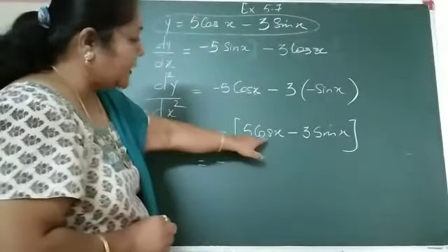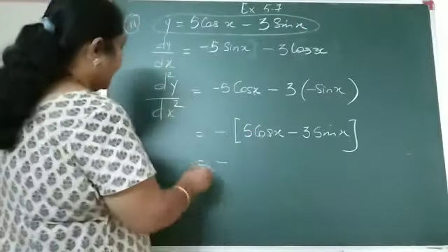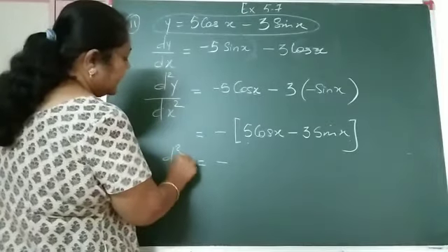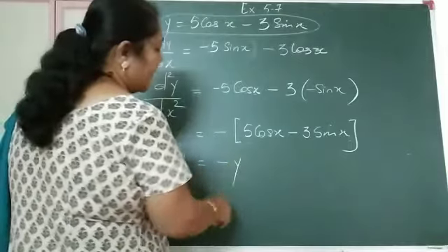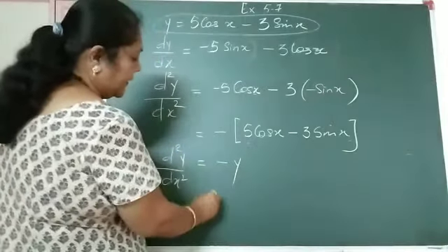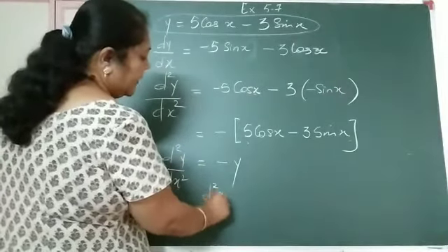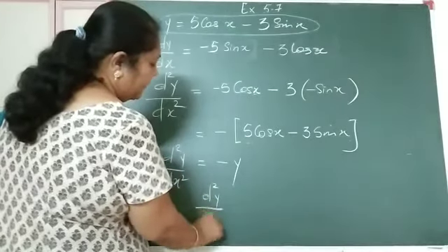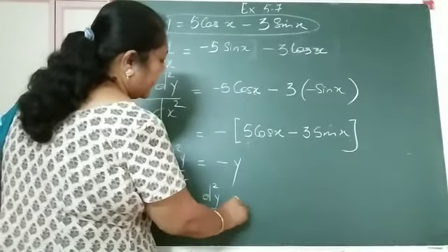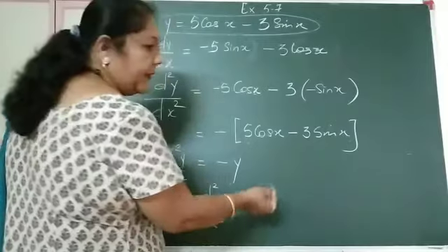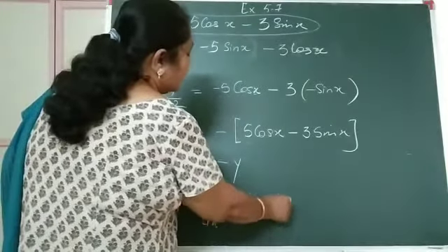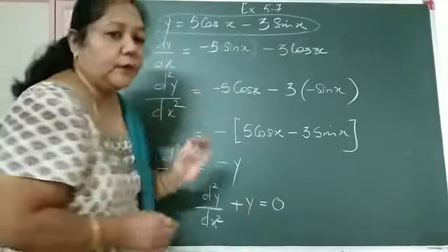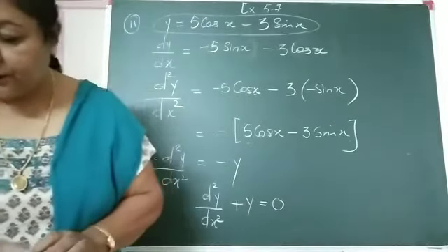It is just the same term in the bracket, and therefore I have d squared y upon dx squared is equal to minus y. You can bring this minus y to the other side and it looks like this, d squared y upon dx squared, and then minus y you bring to the other side, you have plus y, and that is equal to 0.